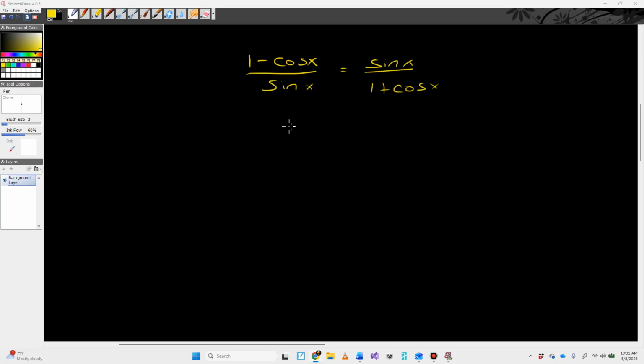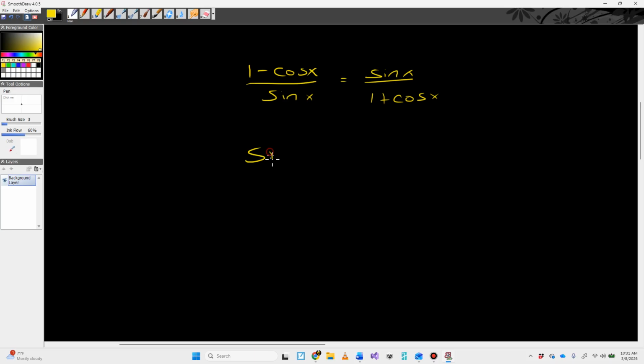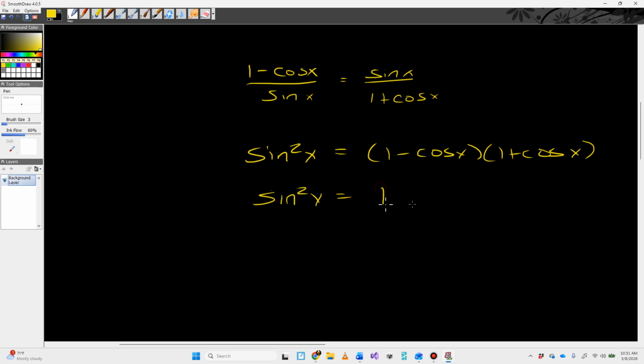So I am going to cross multiply this just to see where this goes. So that's going to be sine x squared, and I'm just going to write this out so that you see it, 1 plus cosine x, and I'm going to use a difference of squares for that. So let me just rewrite this, and that's going to be 1 minus cosine squared x.